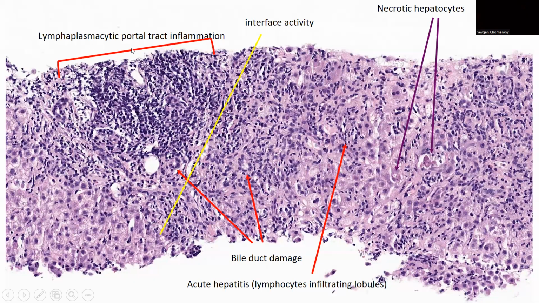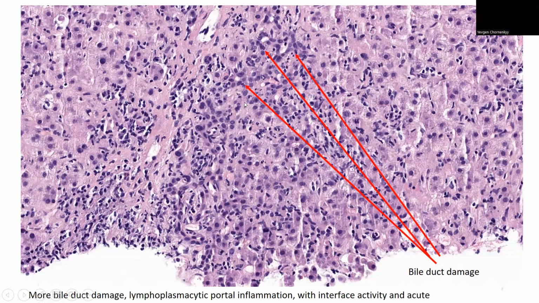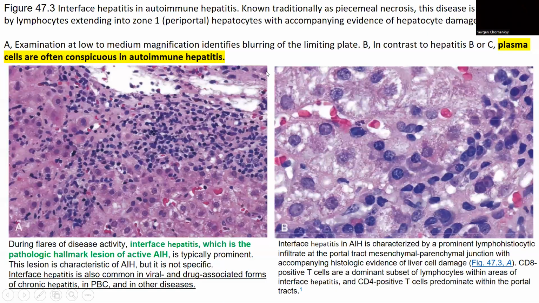We had lymphocytic plasma portal tract inflammation. Here's maybe an interface area with the inflammation spilling out. We got bile duct damage over here. We got acute hepatitis, which is just lymphocytes infiltrating lobules. And we got some necrotic hepatocytes here as well. Here's more bile duct damage. There's plasma cells. There's proof they're there. More bile duct damage. So more of the same thing over and over again.